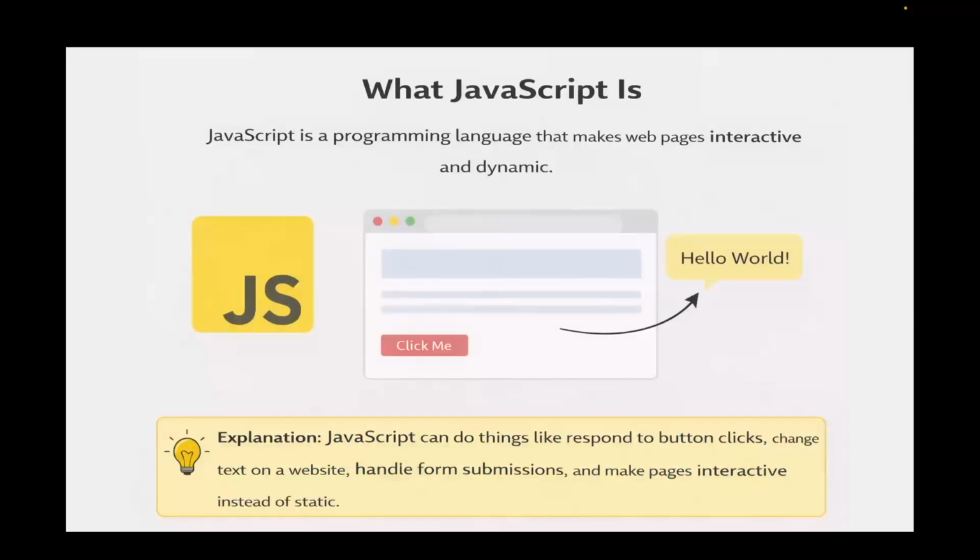So what is JavaScript? As I told, it is the programming language that makes web pages interactive and dynamic. It helps to do things like respond to button clicks, change text on a web page, or handle form submissions, and make pages interactive instead of static.